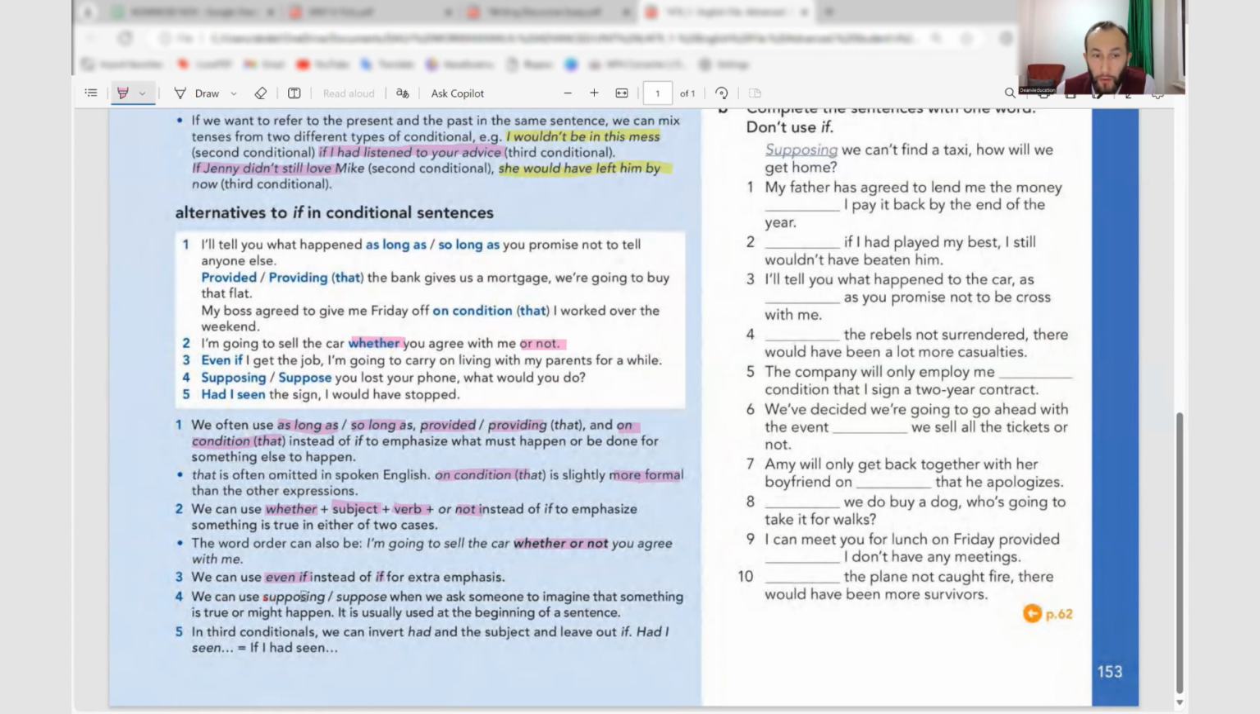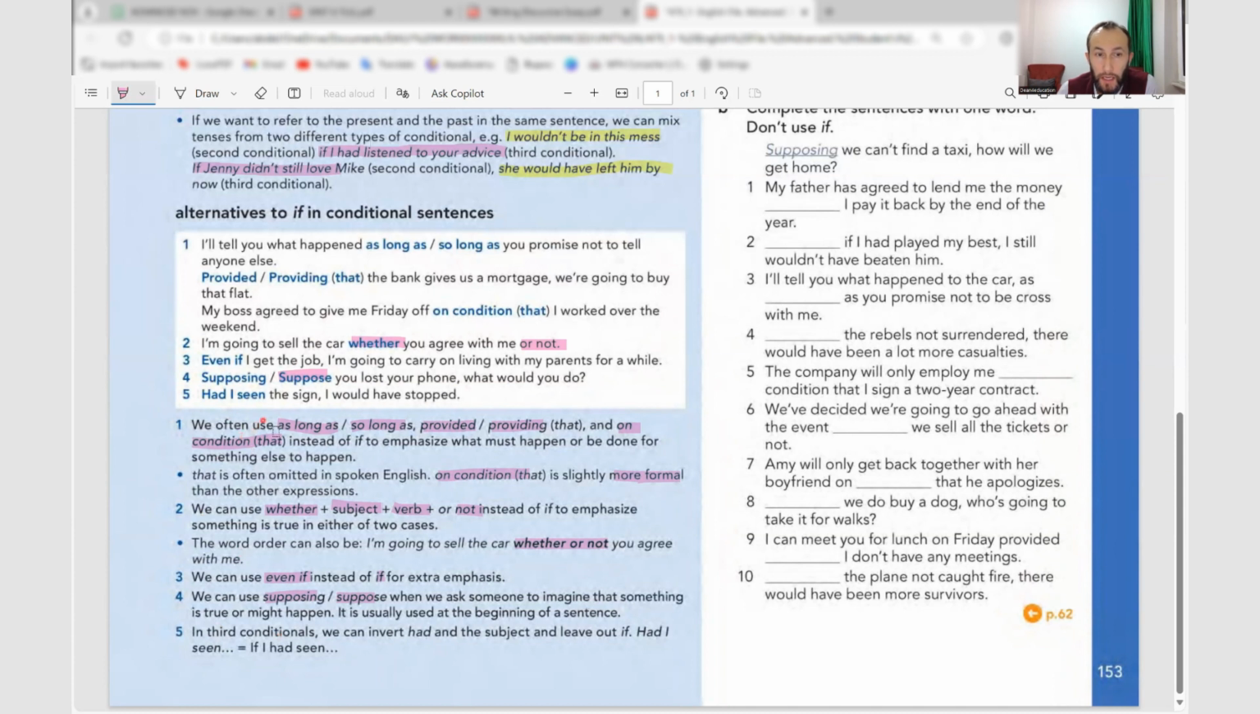Point number four, supposing and suppose. We ask someone to imagine that something is true. We can also say imagine. Supposing you lost your phone, or imagine you lost your phone, or suppose you lost your phone, what would you do?